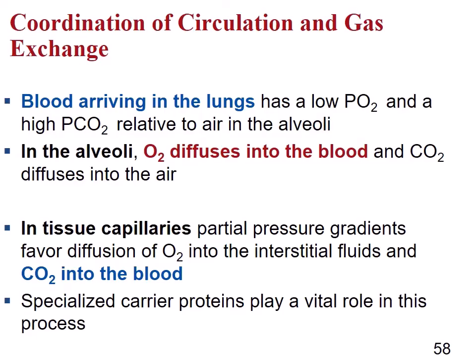So the blood has dropped off CO2 and picked up oxygen, which I think you knew before this slide. And then in the tissues, the partial pressure gradients are going to favor diffusion of oxygen into the interstitial fluids and carbon dioxide into the blood, which again, you knew before this slide. You know that the tissues need to pick up oxygen because they need to use the oxygen, and the tissues produce CO2, so they drop that off into the blood. And there are specialized carrier proteins that play a role in this process.